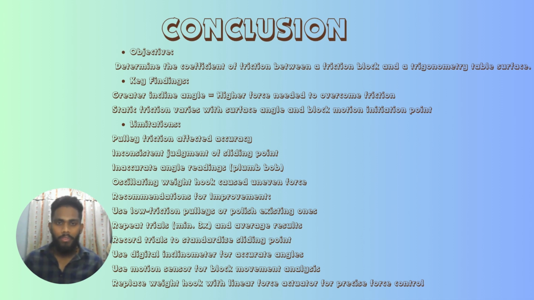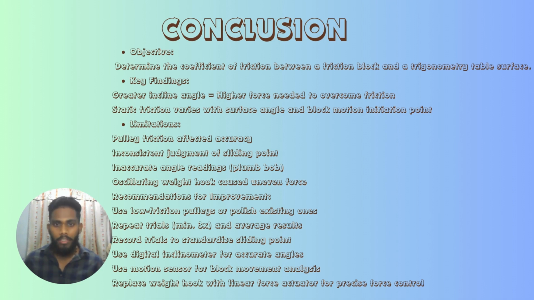So we advise that some steps be taken to improve the process. To improve the rusty surface and lower the friction force, the pulleys can be either changed or polished, so we get more accurate, stable results. The experiment steps should be performed 3 times to get average results, and the trial recorded by camera to standardize the critical sliding point.